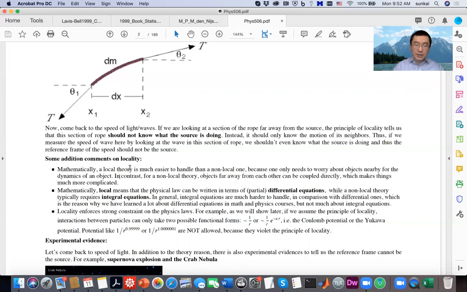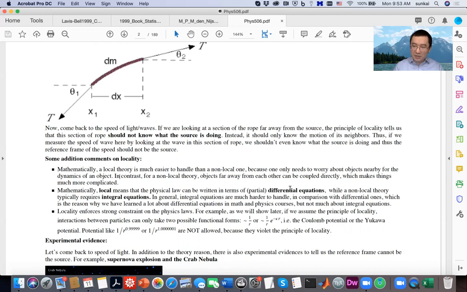Okay? More precisely, mathematically, the principle of locality means we have to be able to write down our theory in terms of differential equations instead of integral equations. Okay, and differential equations are much easier to handle than integral equations. You probably already noticed that in our undergraduate education, most of us learned a lot about how to solve differential equations, but we almost learned nothing about solving integral equations. This is because integral equations are extremely complicated, much, much more complicated than differential equations. And when we translate it into physics, this means if the theory obeys the principle of locality, it can be written in terms of differential equations. So things become a lot easier.